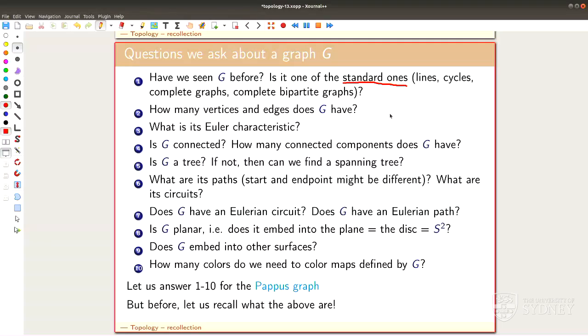The path graphs, the lines, cycles, the complete ones, and the complete bipartite ones. So it's always a good idea to eyeball: is my graph any of those? Because then all of the other questions are much simpler to solve anyway.